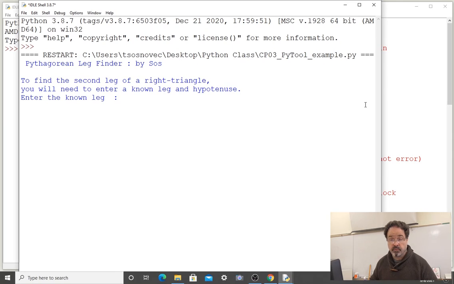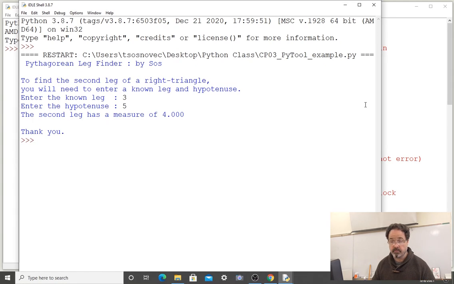And we can see that the user is given some directions. To find the leg of a right triangle, you will need to enter a known leg and a hypotenuse. Enter the known leg. I'm going to test this program with a 3, 4, 5 triangle. I know that if a right triangle has legs of measure 3 and 4, the hypotenuse will be 5. So if I give the input as 3, and when entering the hypotenuse to be 5, I should expect, if it's going to work correctly, that it'll tell me the other leg is 4.